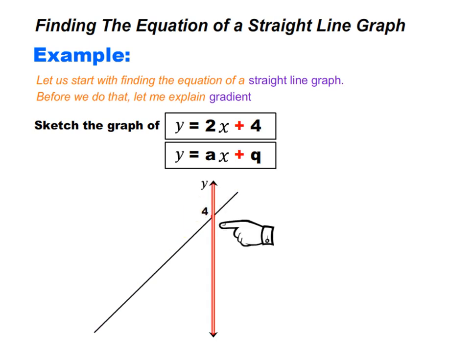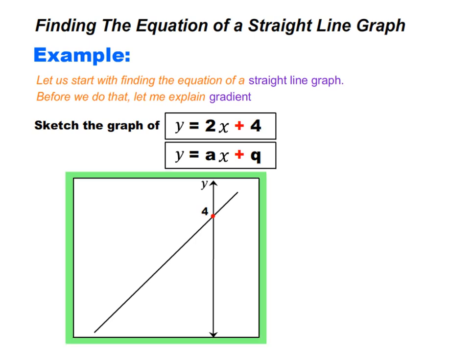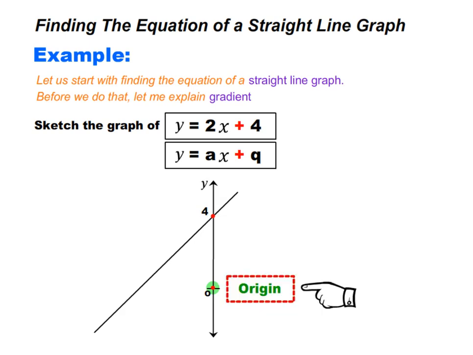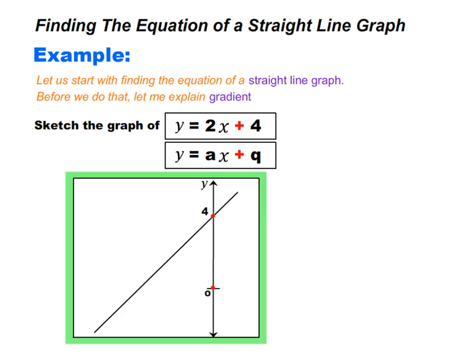Let us now draw a vertical line that touches our line. So far we have this picture. We already know that our y-intercept is 4. So we put 4 here. Look at the graph. 4 is here. Let us quickly locate the origin. It should be somewhere here. The origin should be below the 4. Look at the picture.